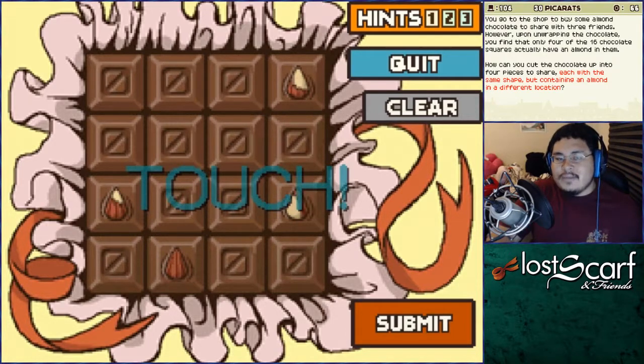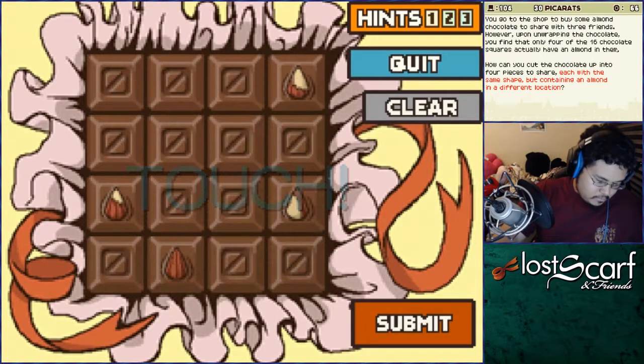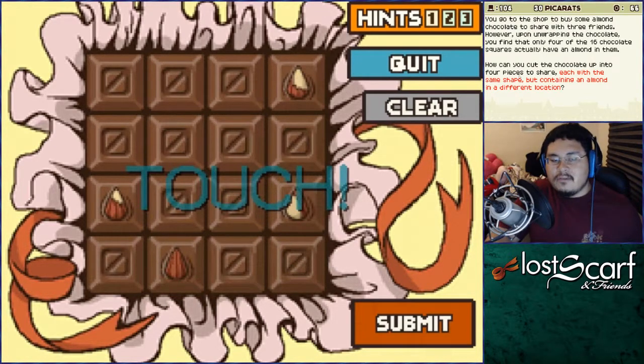You go to the shop to buy some almond chocolate to share with 3 friends. However, upon unwrapping the chocolate, you find that only 4 of the 16 chocolate squares actually have an almond in them. How can you cut the chocolate up into 4 pieces to share, each with the same shape, but containing an almond in a different location?